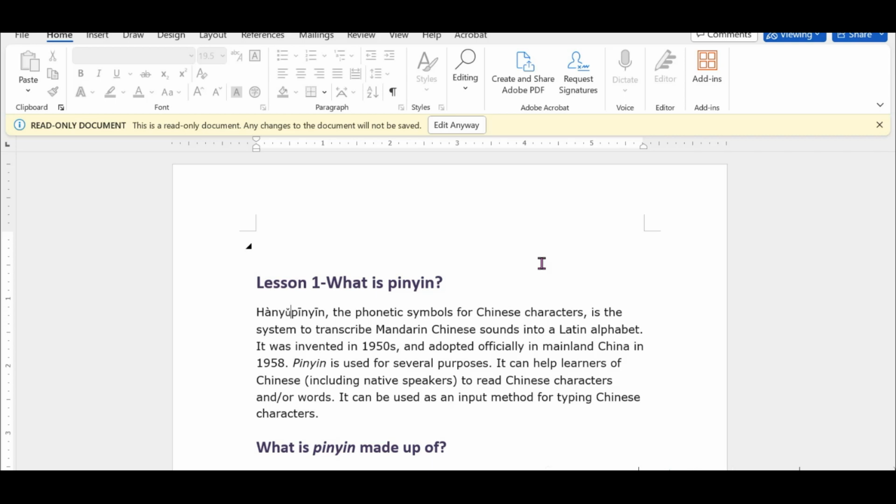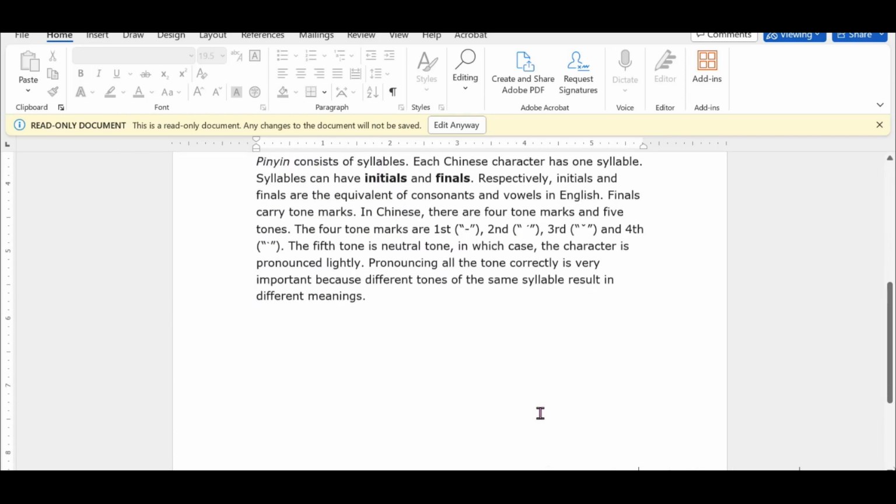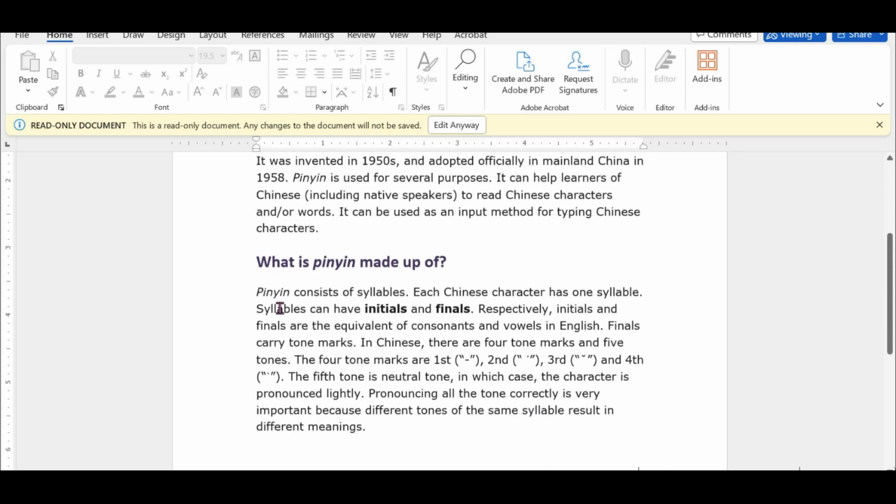Pinyin is used for several purposes. It helps learners of Chinese, including native speakers too, to read Chinese characters and words. It's also what we use now when we are typing on our keyboards or on our phones. So what is pinyin made up of? Pinyin consists of syllables. Each Chinese character has one syllable. Syllables can have initials and finals. Initials and finals are the equivalent of consonants and vowels in English.